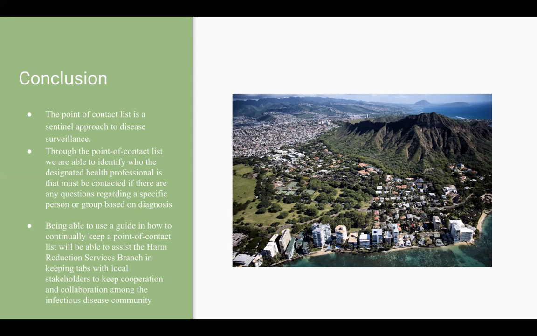And being able to use a guide in the future to keep a point of contact list will hopefully greatly benefit the harm reduction services branch in keeping tabs with local stakeholders and to keep collaboration among the infectious disease community. So yeah, professionals in the harm reduction services branch are able to use that guide to update that list and continue to improve communication among other providers.